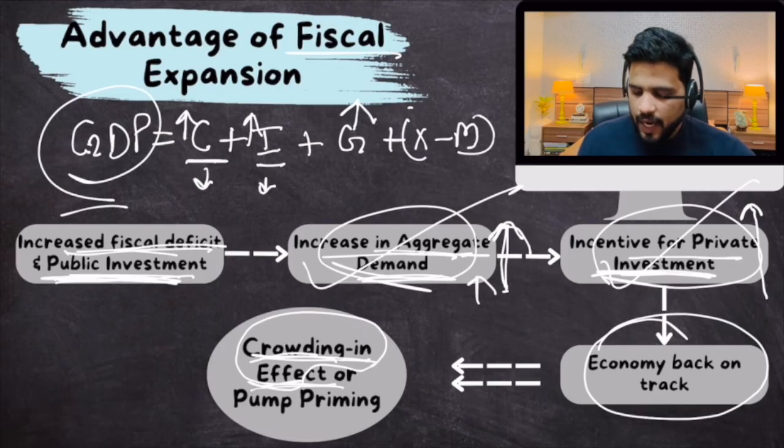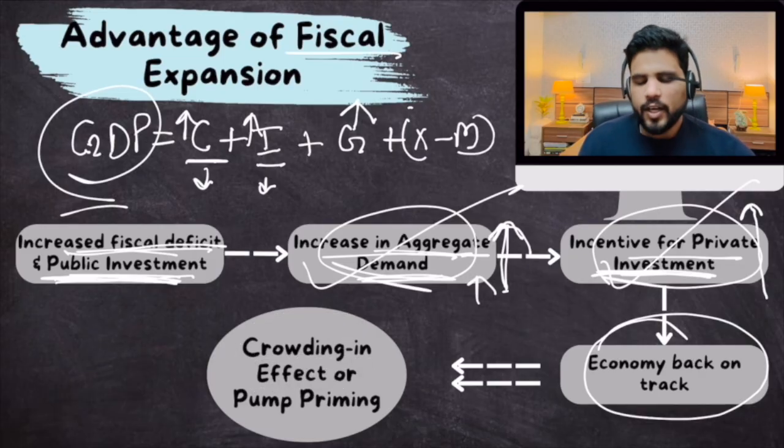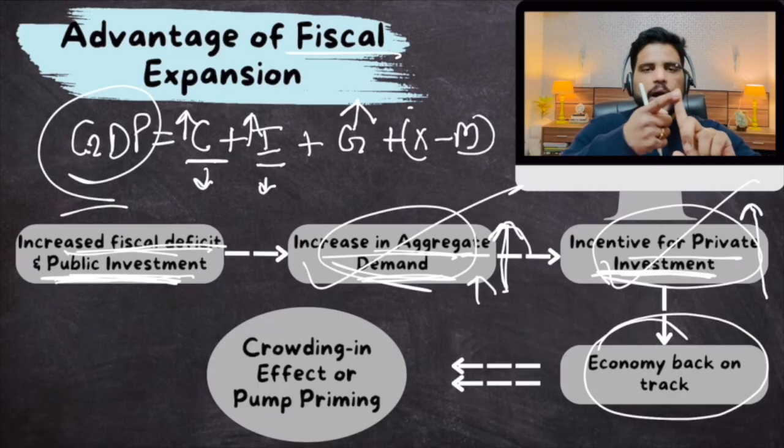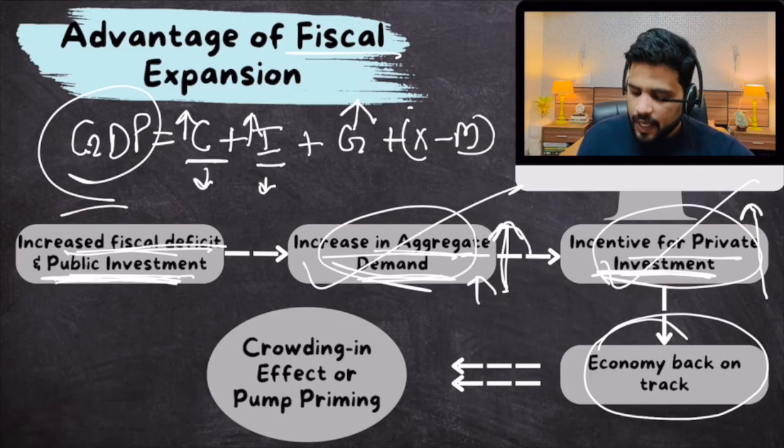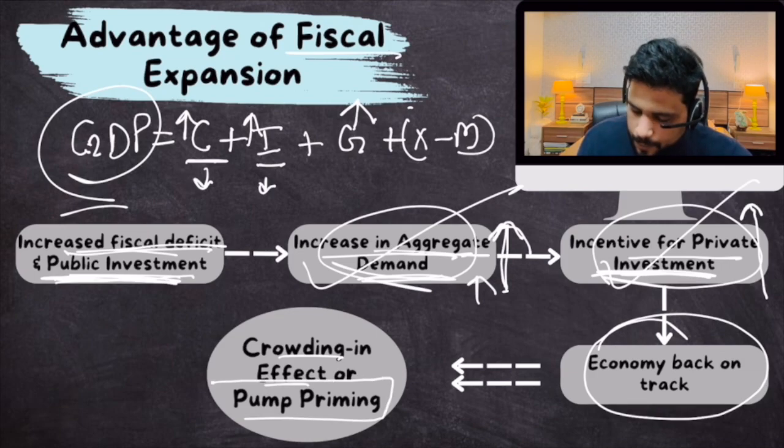And fiscal conservatives say, well, during normal times also you do fiscal expansion that crowds out private investment. So, who is right? The debate is continuous. The debate is on. But you should be aware of these two facts: crowding out private investment, crowding in private investment. By the way, crowding in private investment is also referred to as pump priming.